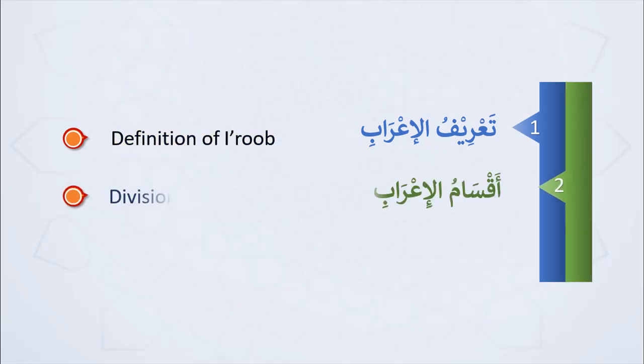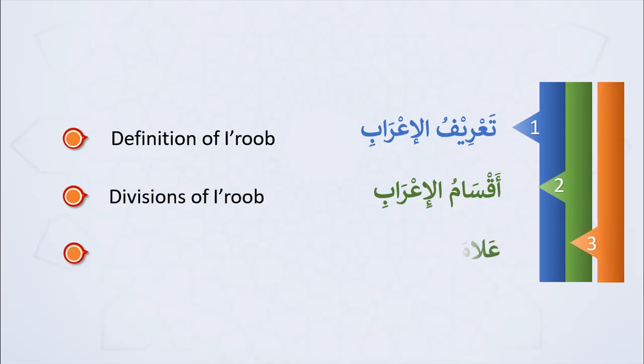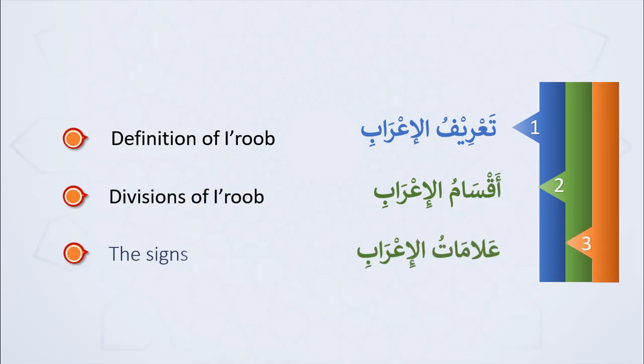So today we've learned ta'rif al-i'rab, the definition of inflection, and we have learned aqsam al-i'rab, divisions of i'rab, and we have also learned alamat al-i'rab, the signs of inflection.